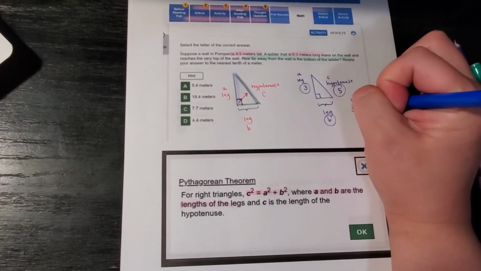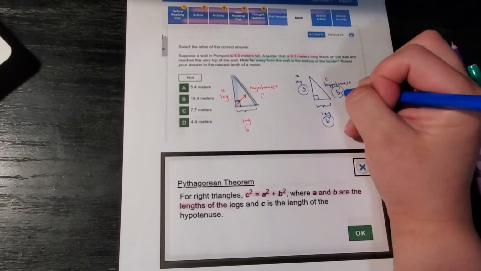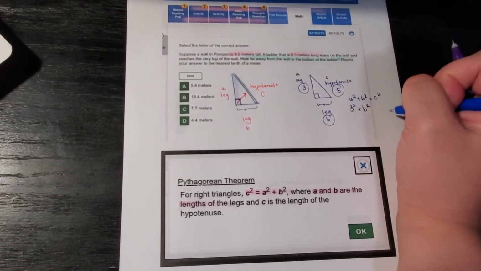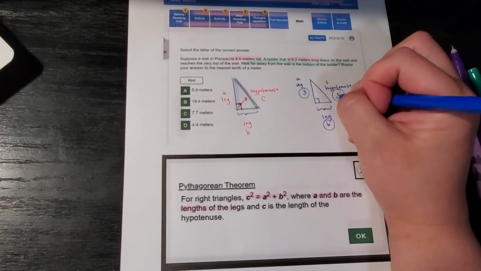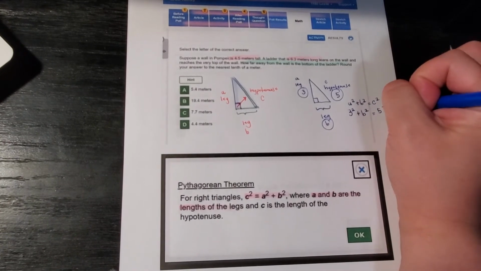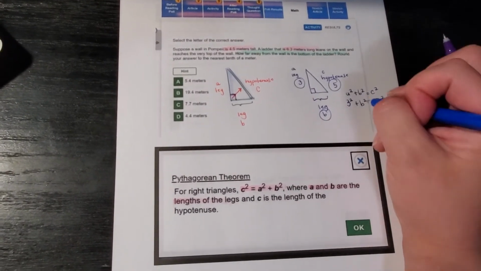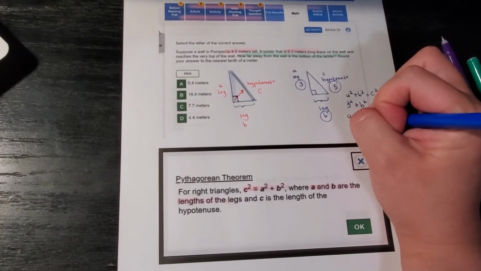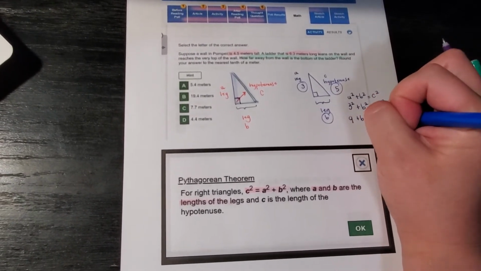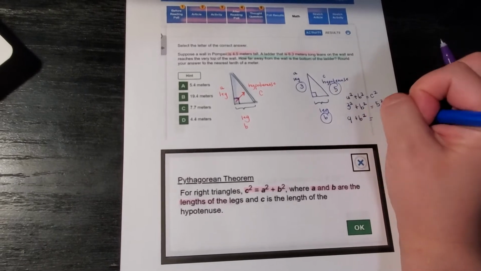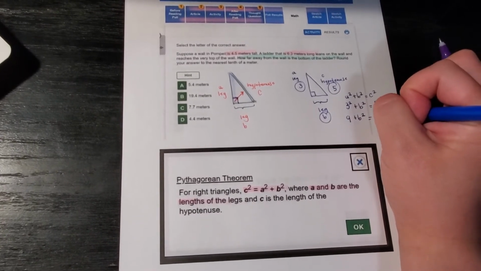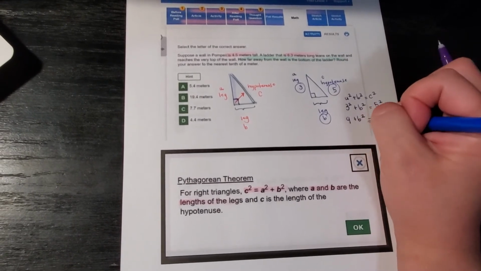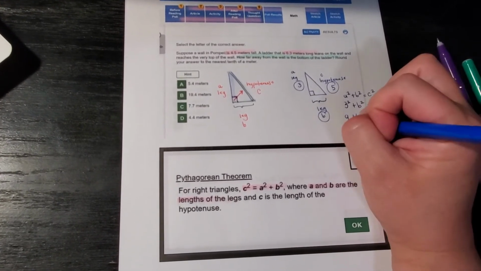My A is 3, so 3 squared plus my other leg B, I don't know that value, so B squared equals C squared, or my hypotenuse, so that would be 5 squared. Then I would do 3 squared, 3 times 3 is 9, plus B squared equals 5 times 5, which is 25. I want to isolate my variable. I want to get B all by itself.